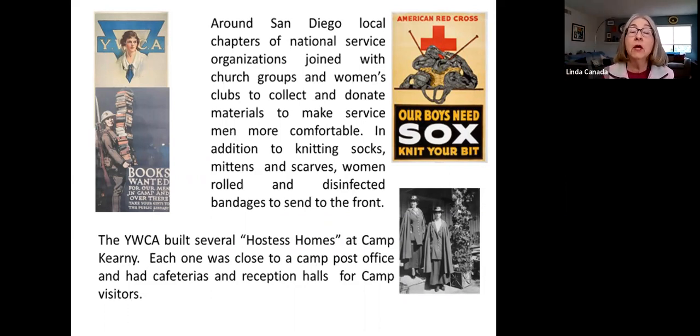Other service clubs, many of them went in for knitting. In fact, it got to the point where it was hard to find yarn here in San Diego because so many people were knitting for the men overseas.